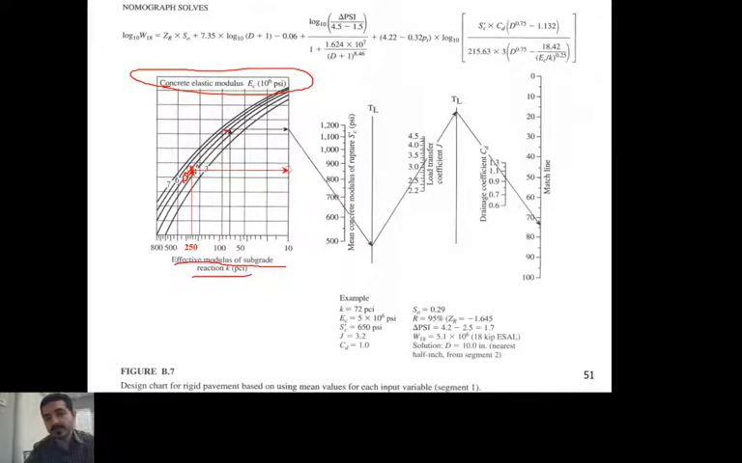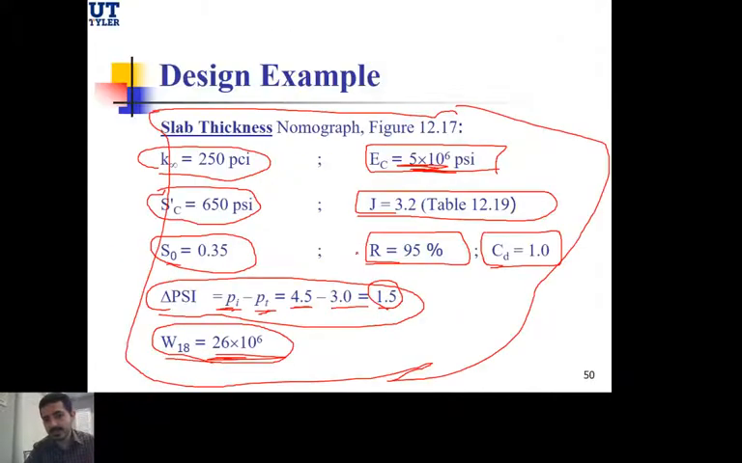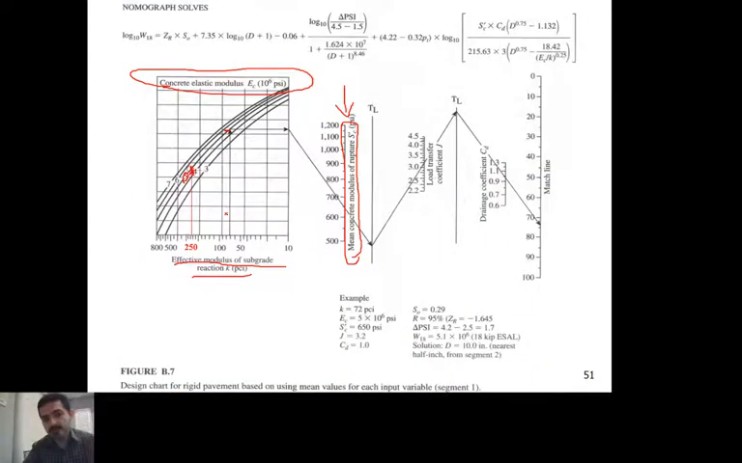And then from there, you're going to connect this point to the next line right here. This line here is the mean concrete modulus of rupture, SC prime. SC prime, in our case, was 650 right here. So that's why we are connecting this point with 650. This is 700, this is 600, so it's in the middle, until you hit this point, which is a turning line, similar to what we've dealt with for the flexible pavement.